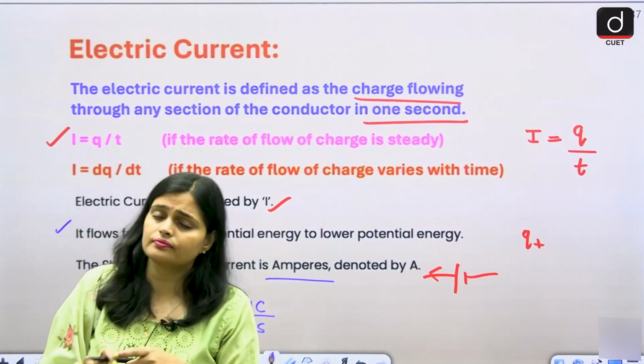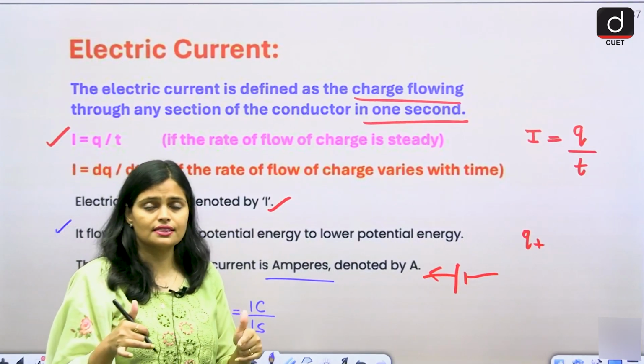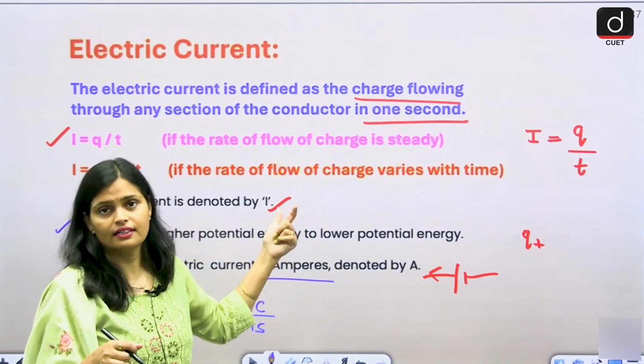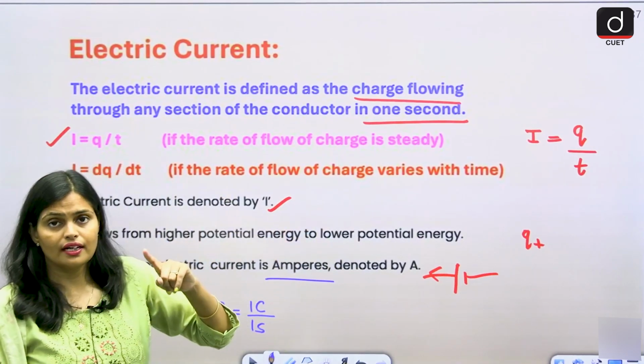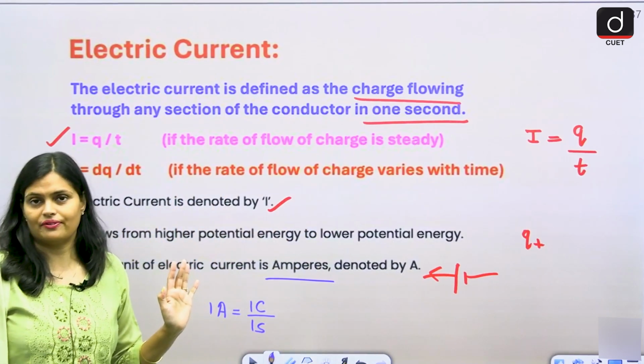Clear? So as long as our charges are stationary, they do not conduct electricity. When they move, they conduct current. Okay? What will the formula for current be? Q by T. I hope it is clear to everyone. Okay?